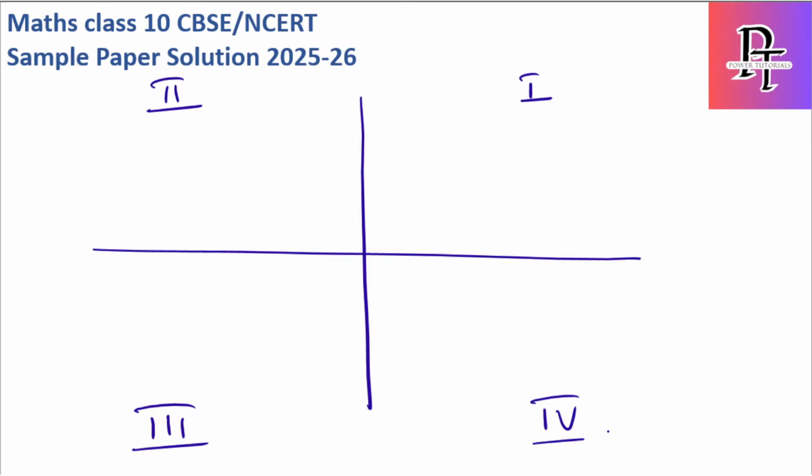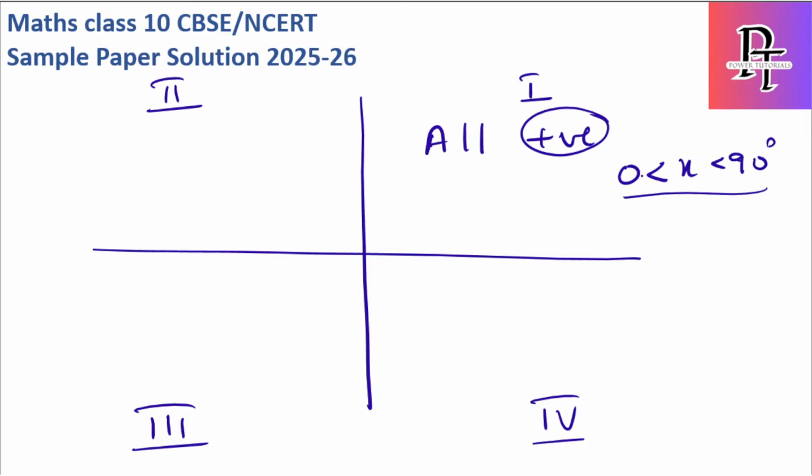In these quadrants, in the first quadrant, all trigonometric ratios are positive. That is sine, cos, tan, cosecant, secant, and cot. All are positive, which is for x from 0 to 90 degrees. All trigonometric ratios are positive.